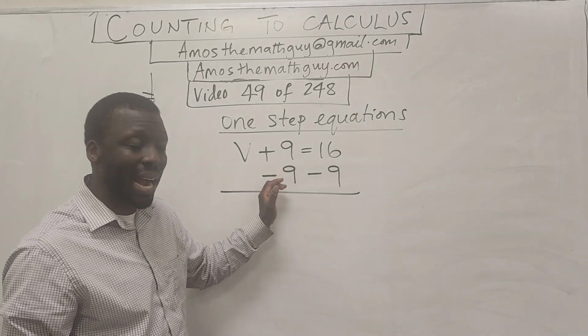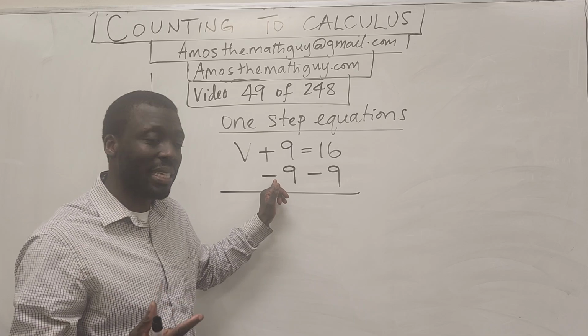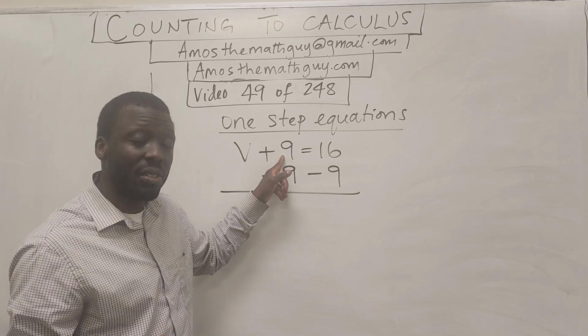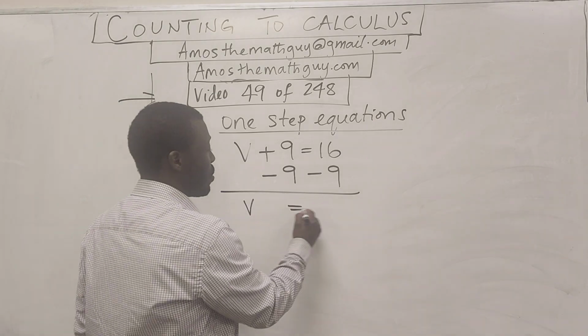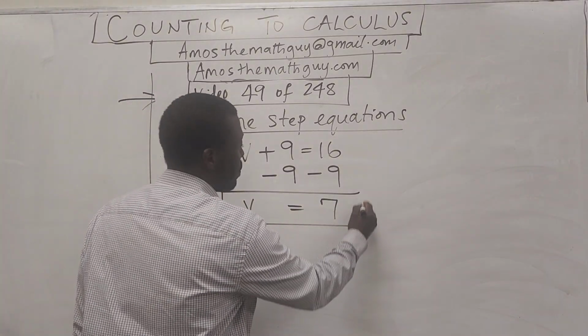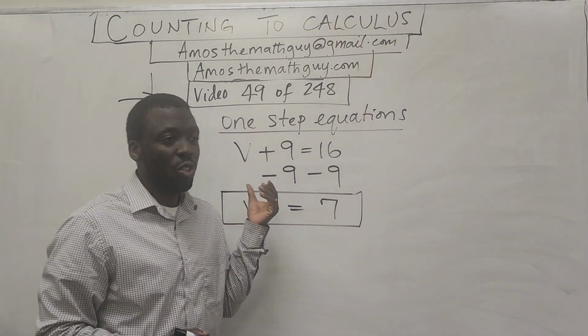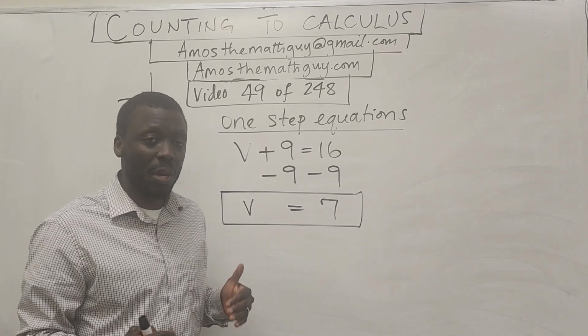In this case, we're subtracting 9. Why are we subtracting 9? Because we're trying to get rid of positive 9. So when we subtract 9 from both sides, we get v is equal to 7. So we've just shown our work for solving this one-step equation.